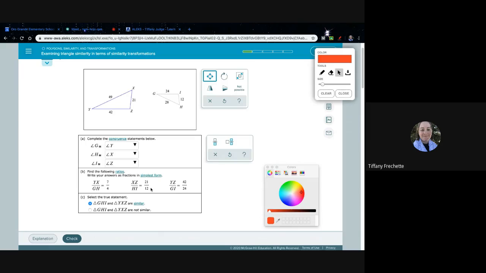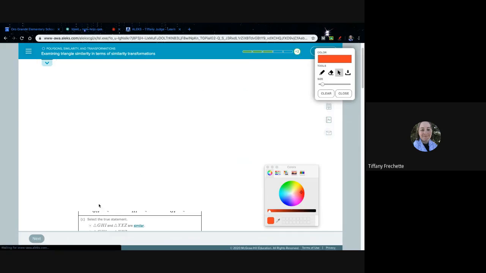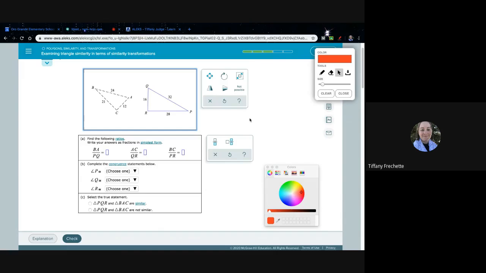21 and 12, they both divide by 3. So 21 divided by 3 is 7. 12 divided by 3 is 4. And let's see, these both divide by 6. So 42 divided by 6 is 7. And 24 divided by 6 is 4. All right. Yay. One more of these.